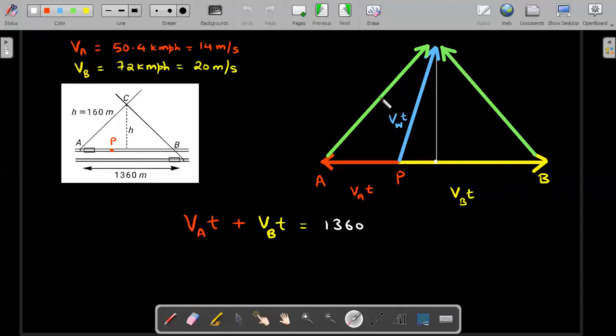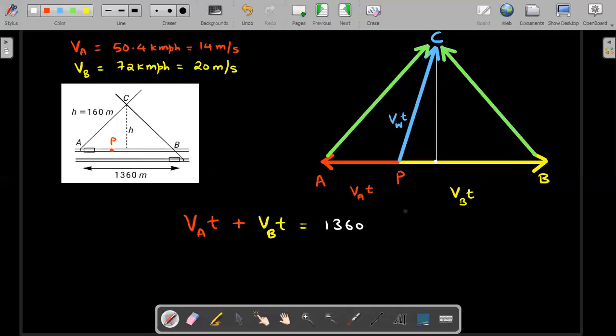Unfortunately, in this picture, these two are said to be equal to each other by magnitude. You could see AC is equal to BC. So let me mark C so that we'll be able to locate that. So this is your point C. Which obviously means that the distance traveled PA plus the distance traveled PB is the 1360 in this triangle. So I've just written that equation here. We just convert VA, which was given in kmph, into meter per second, and then substitute the values of VA and VB here.